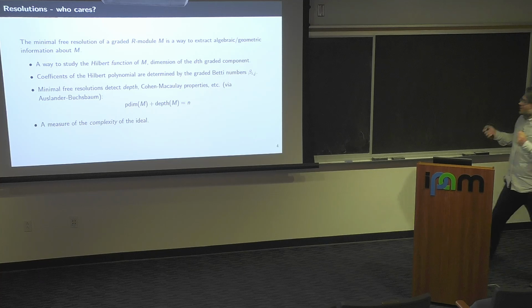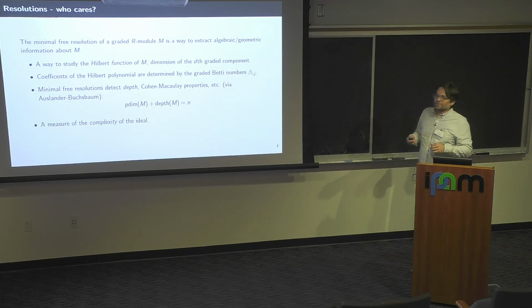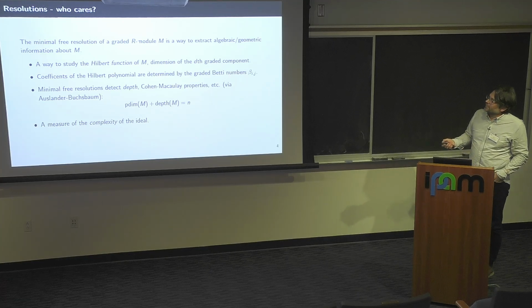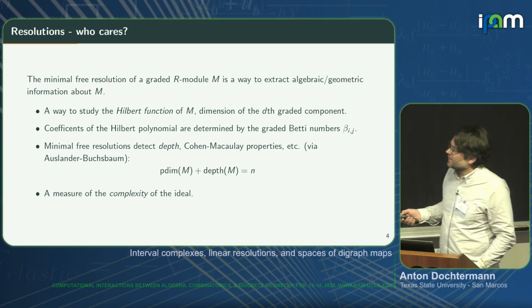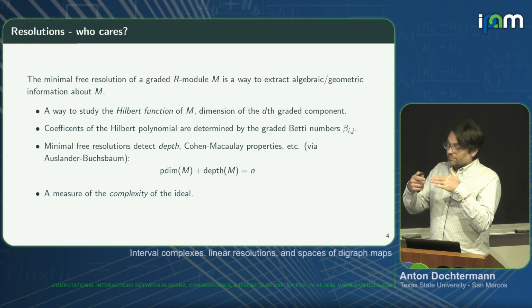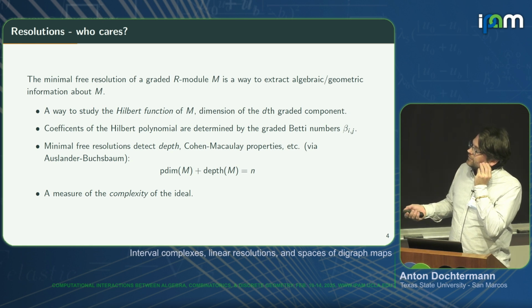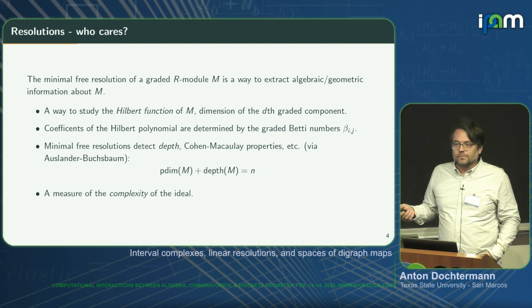Okay, and again, if you haven't seen resolutions, why would you care about this? I think they're intrinsically interesting things. Like I said, they're sort of building your ideal or ring. But I think the actual original motivation was connected to the Hilbert function. You can study the dimension of the dth graded component. In particular, the coefficients of the Hilbert polynomial are determined by those numbers, the Betti table.